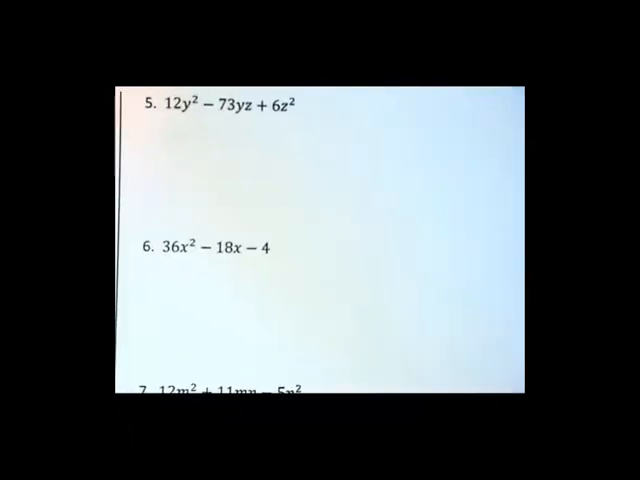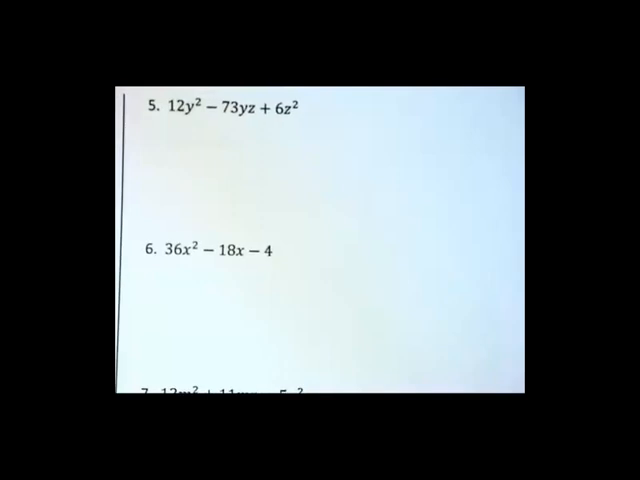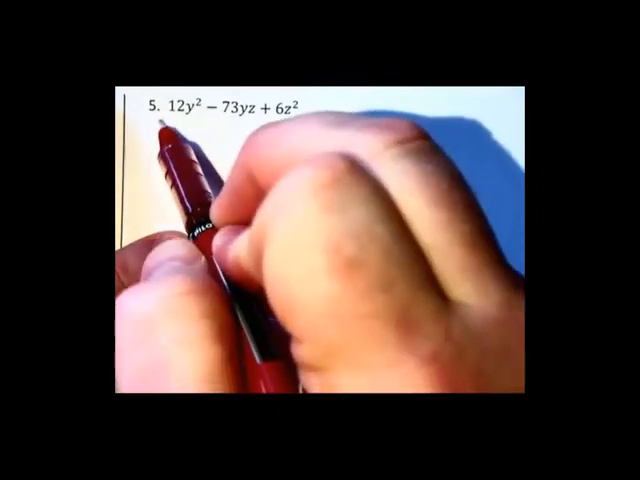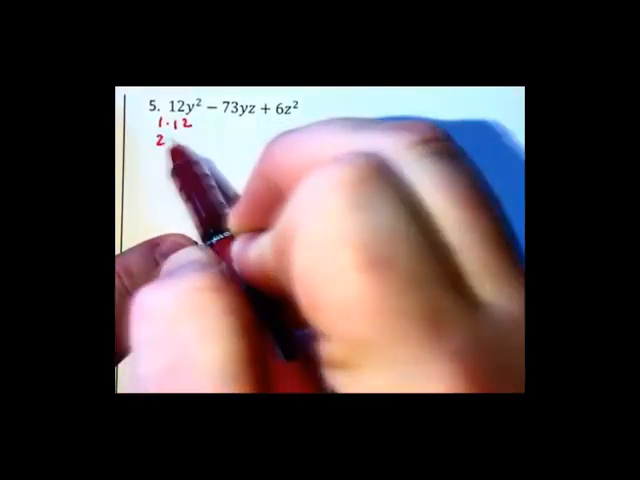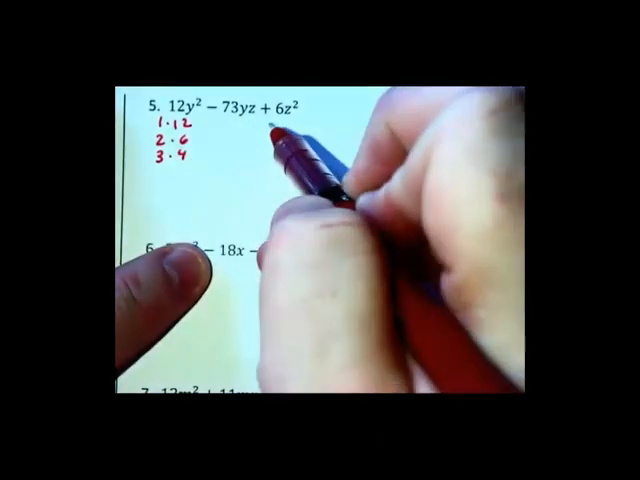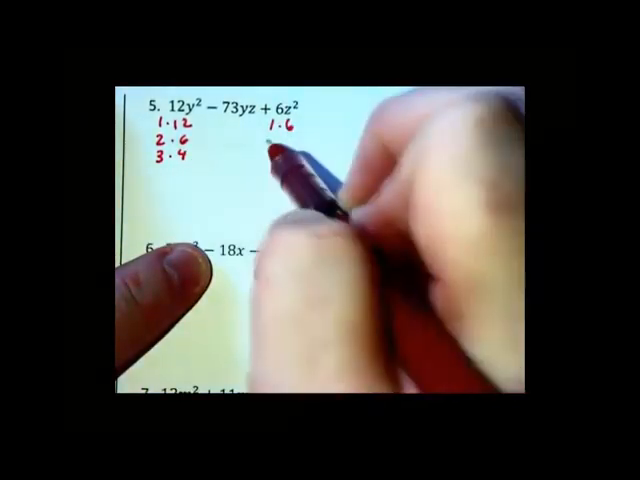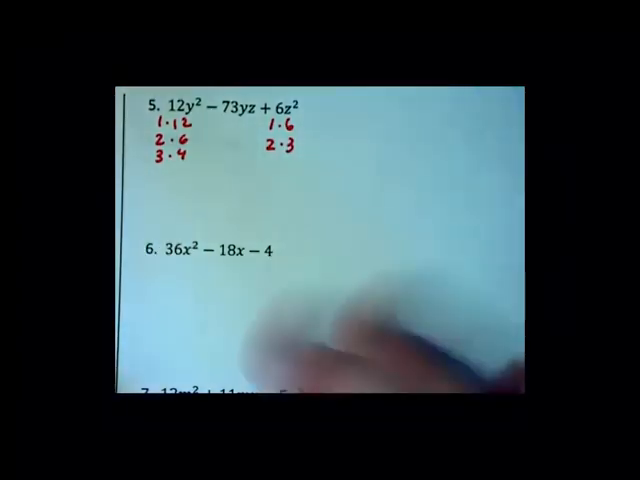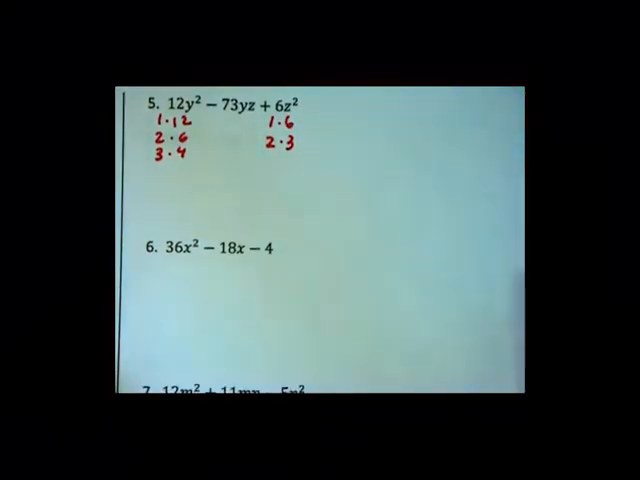Number 5, there we have lined up for you. Okay, we look at this and we go, oh my goodness. With the 12, we've got choices of 1 times 12, 2 times 6, and 3 times 4. With that 6, there's 1 times 6 or 2 times 3. There's nothing guaranteed in this problem. There's not any prime numbers for us to work with.